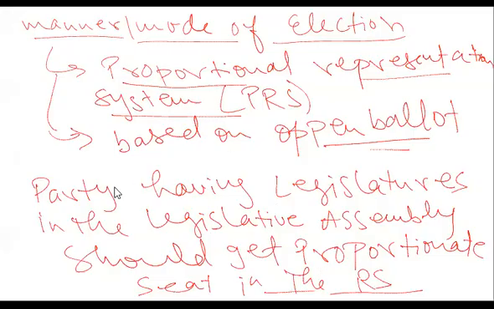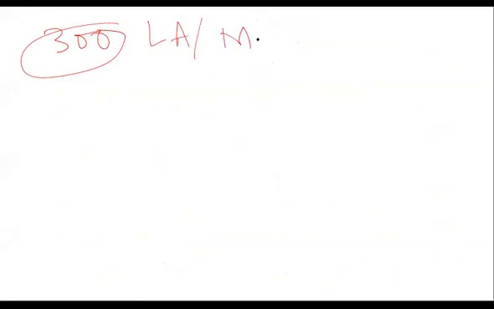So I was telling you, what do we mean by proportional representation system? Let me explain it through an example. Suppose there is a state and it has 300 members in the legislative assembly, that is, 300 MLAs. And suppose there are 3 seats allotted to that particular state in the Rajya Sabha.